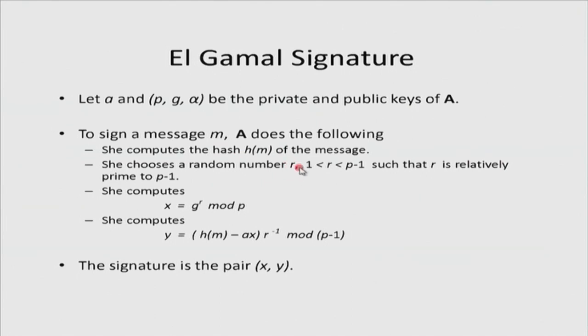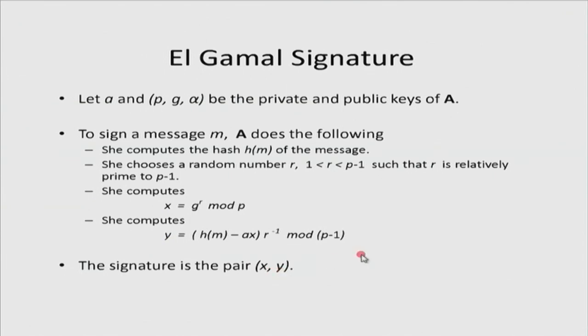Then once again she chooses a random number r, such that r is relatively prime to p minus 1. She computes x is equal to g raised to r mod p, just like in the case of encryption. In the case of signatures too, this thing is computed, the first part of the signature. And the second number, she computes y as the hash of the message minus her private key A multiplied by this component of the signature, and then multiplies that by the inverse of the random number mod p minus 1. So note this over here, it's not p but it's p minus 1. And now the signature is the pair x and y.